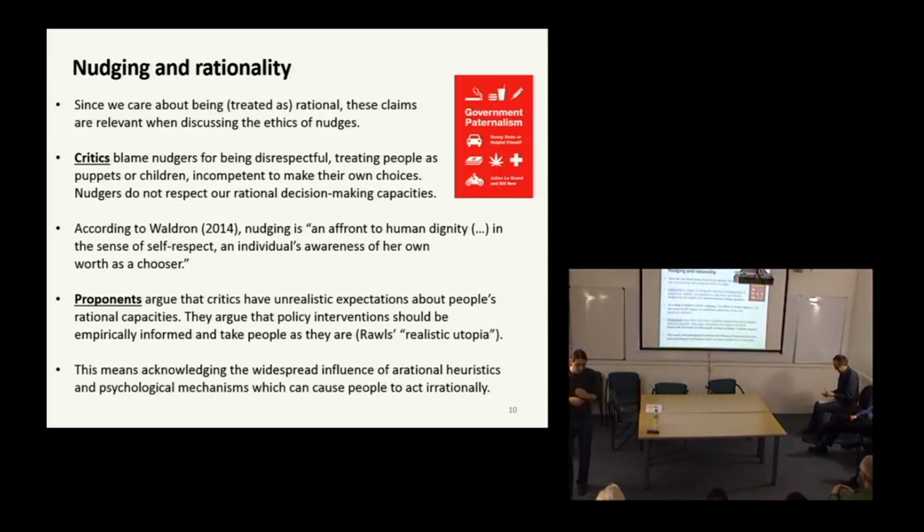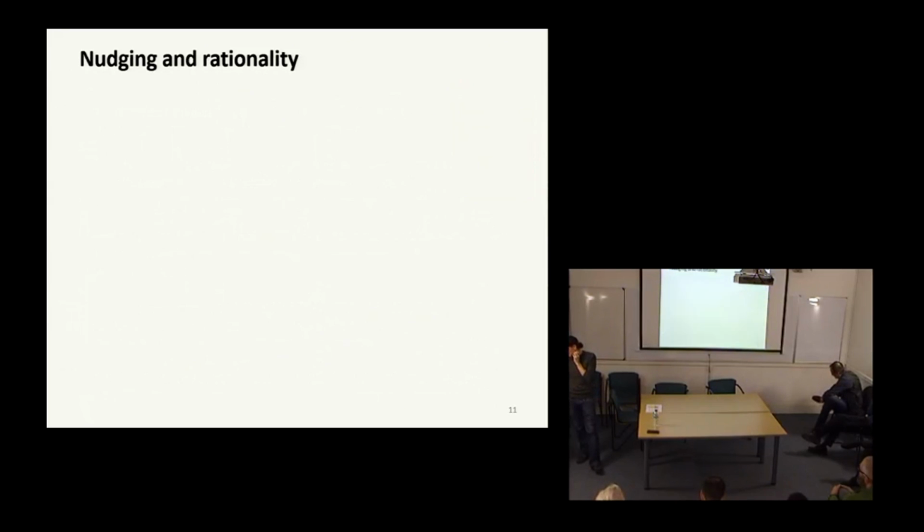Proponents would say, so the nudge enthusiast would say, that's a completely wrong view of the human mind. People are not rational, so assuming they will be or should be, or that government should treat them as if they were, is the wrong approach. You should just have realistic expectations about people's rational capacities. Rawls called this a realistic utopia. You can think about all kinds of policies. That's a utopian aspect, but it should be realistic. It should work for people like you and me. This means acknowledging the widespread influence of irrational heuristics and psychological mechanisms which can cause people to act irrationally. We should just take this into account.